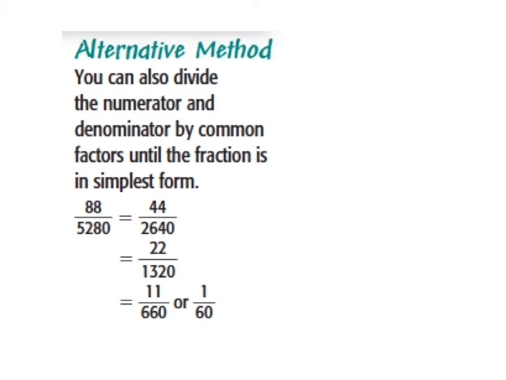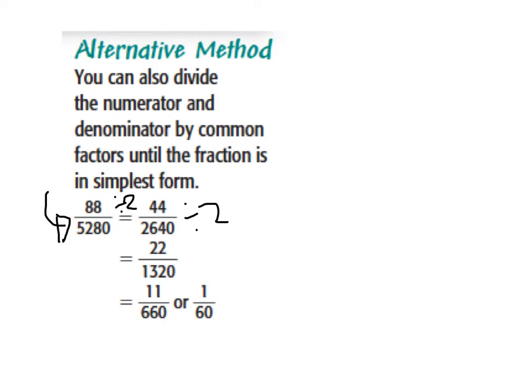Alright, here's a bit of information that's good for most students. You can also divide the numerator and denominator by common factors until the fraction is in simplest form. Obviously, you can see right here that maybe you do not have the time to find the prime factorization of 5,280 or even 88. But you do know, since these are both even numbers, that you can divide by 2, which we did here. The end result, of course, is not in simplest form, but you continue on reevaluating the fraction each time. Notice that they're both even again.